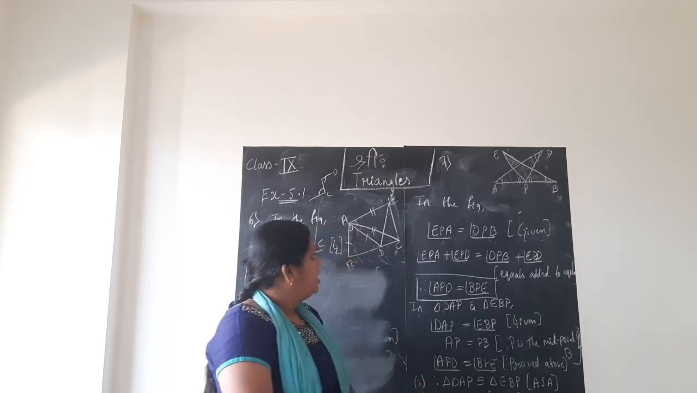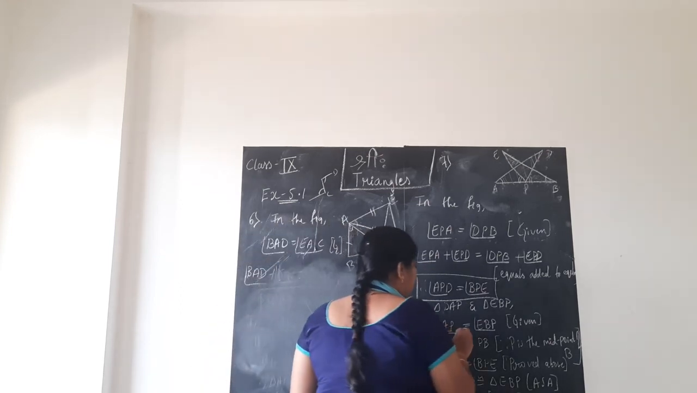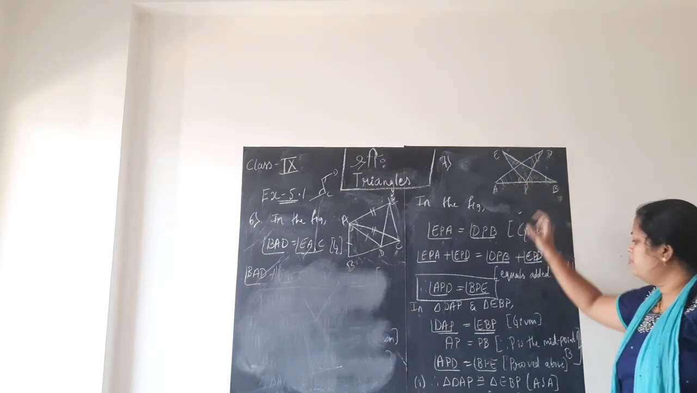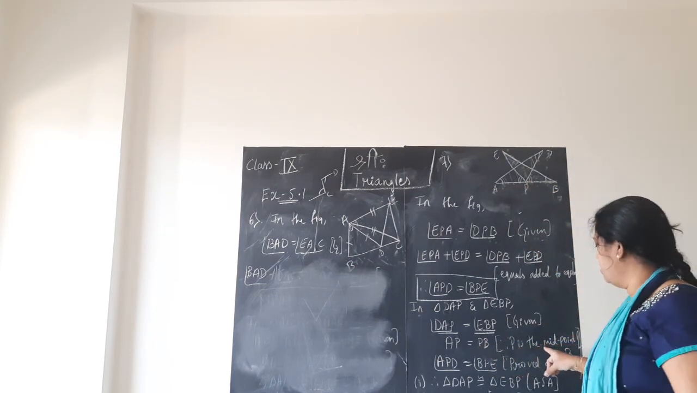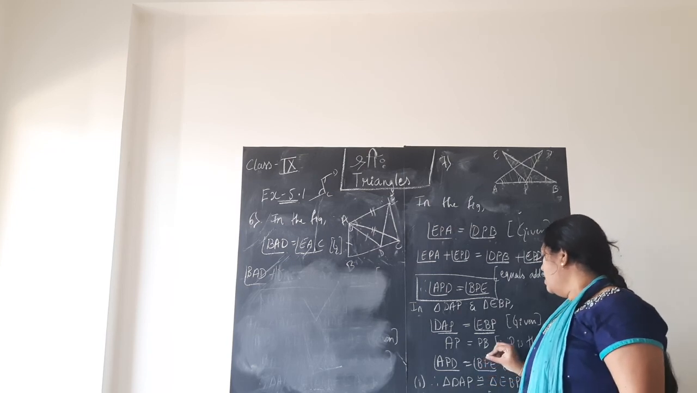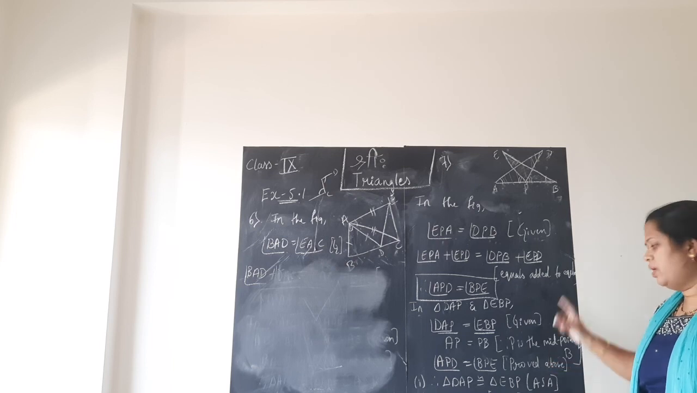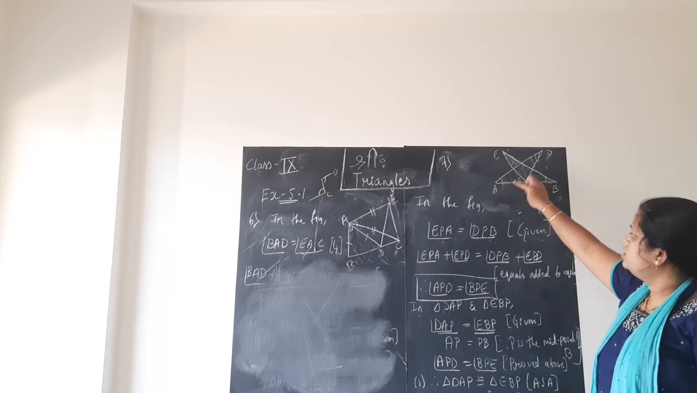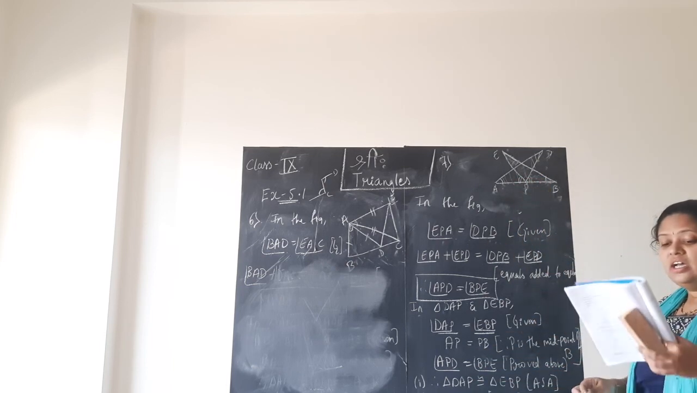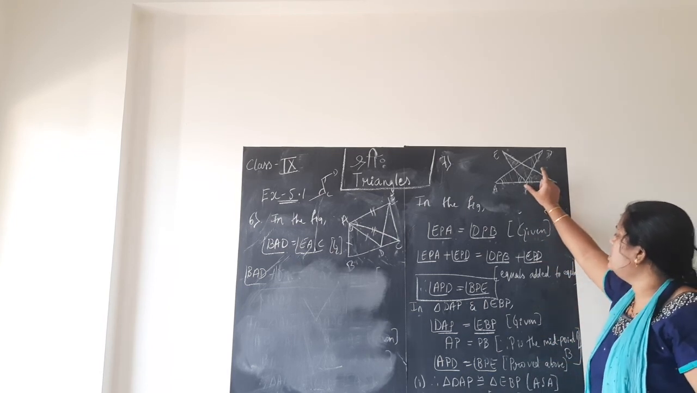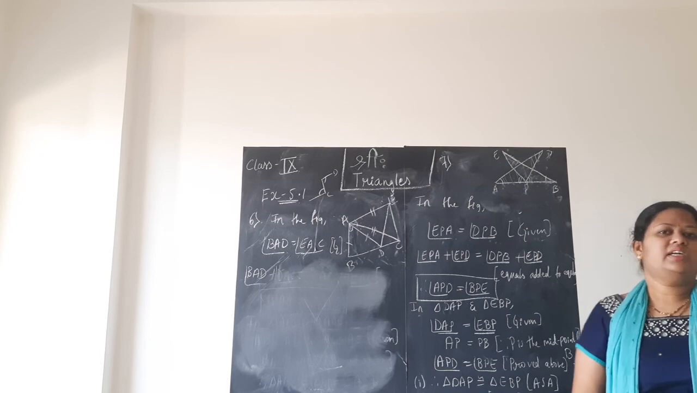Now children, AP is equal to PB. They have given that for the line segment AB, P is the midpoint. So AP equals BP, that is what I have written, because P is the midpoint. And one more we have proved already: angle APD is equal to angle BPE, proved above. Therefore, we can say these two triangles are congruent. Second part of the sub-question: AD is equal to BE, by CPCT it is equal.